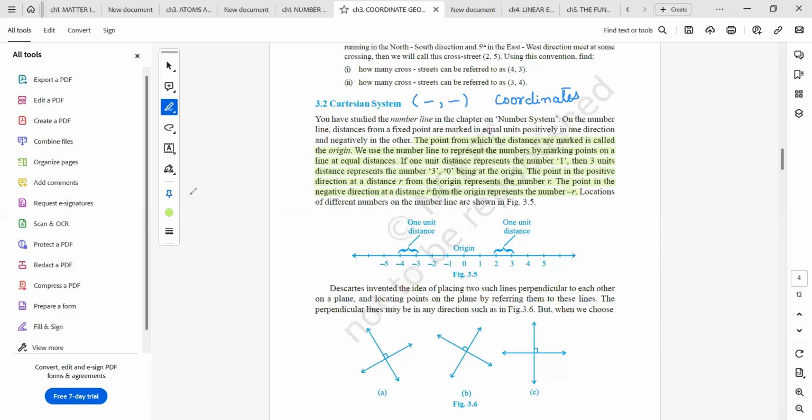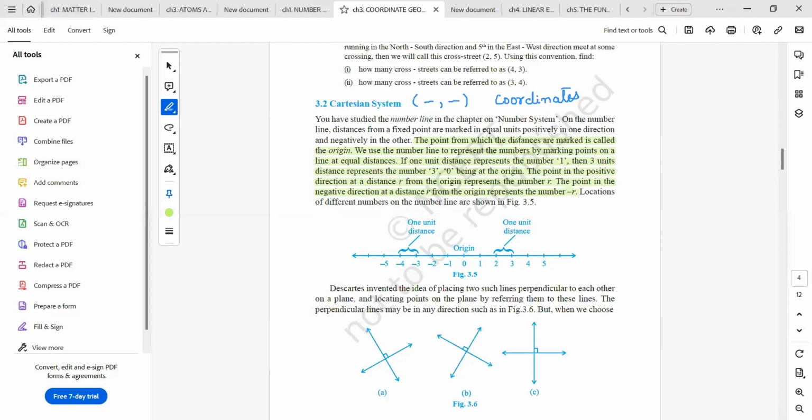Like in this example, as you can see here, they have given a number line. This is your number line. So O is the origin, that is 0. Now it has traveled towards positive numbers, positive integers, and the left side is towards negative integers.